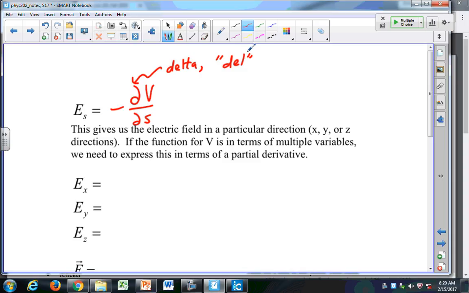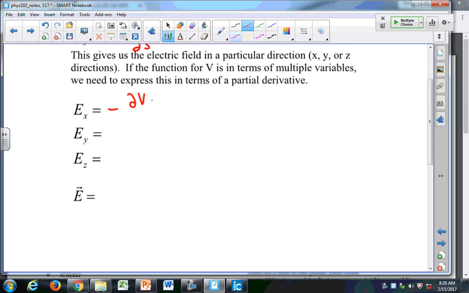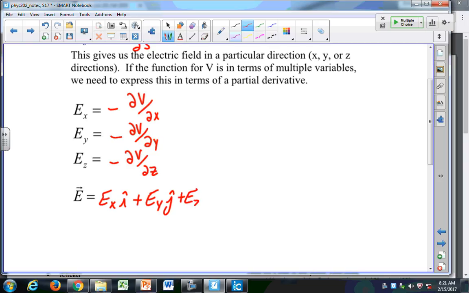You might get into it in differential equations a little bit, but if you go past differential equations, there's a whole course that deals with these partial derivatives. They work exactly the same as far as we're concerned as regular derivatives. You just treat certain terms as constants. And so we get E_x is minus del V del x. E_y is minus del V del y. And E_z is minus del V del z. Then our total electric field will be equal to E_x in the i direction plus E_y in the j direction plus E_z in the k direction.